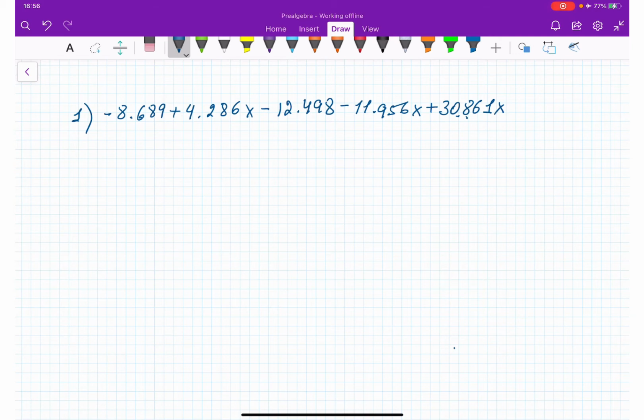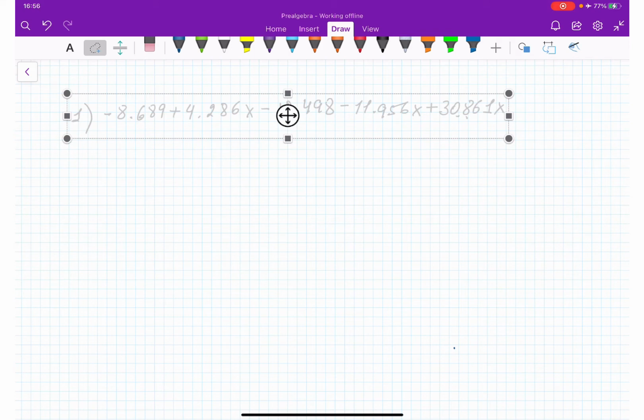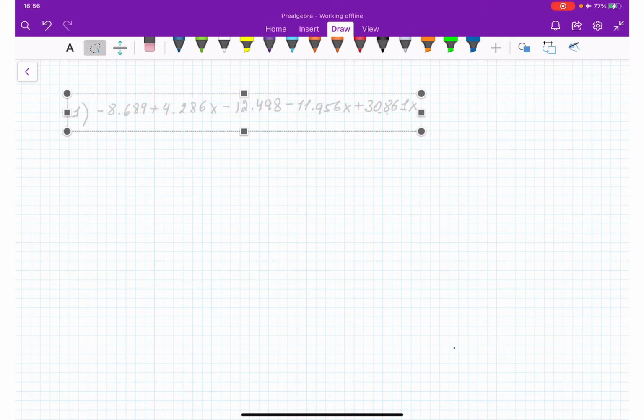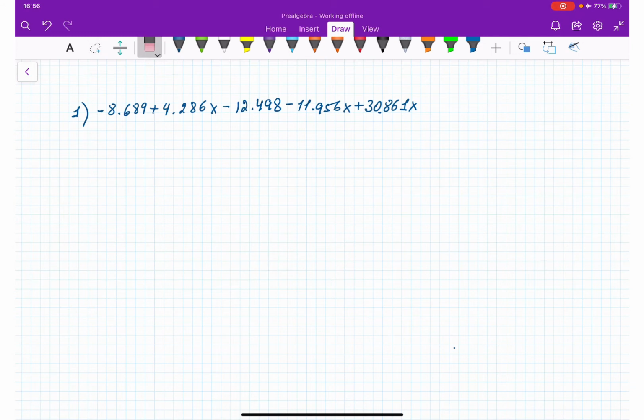30.861x. Let me double check. Negative 8.689 plus 4.286x minus 12.498, 11.956x, and plus 30.861x. Okay, we are good. So we are going to combine like terms. So where we have like terms, this one, and then x with all x's.